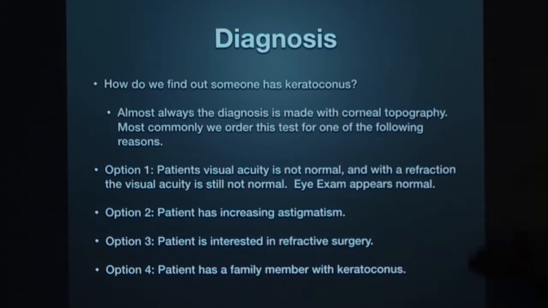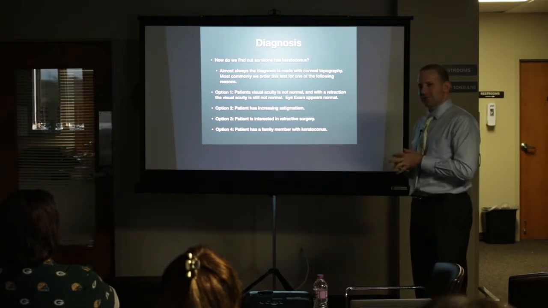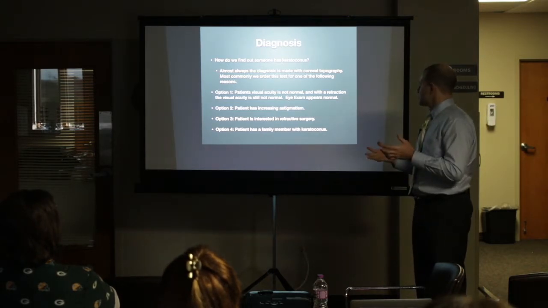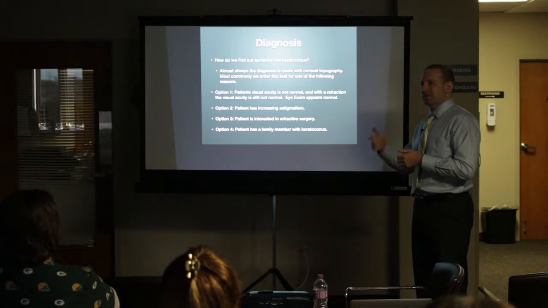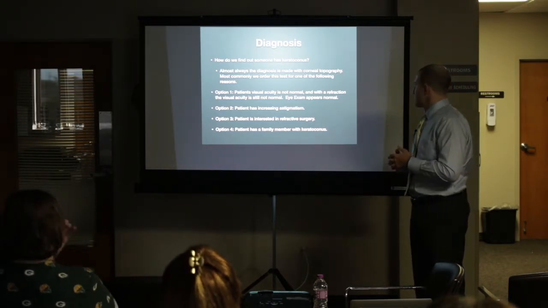The reasons that I listed here are, one, the patient's visual acuity is not normal, and with the refraction, the visual acuity is still not normal, and the eye exam appears normal in other ways. So you think maybe there's some irregular astigmatism here. Option two, you're doing the refractions, you notice the patient has increasing astigmatism from year to year, and you start worrying about this as a problem.